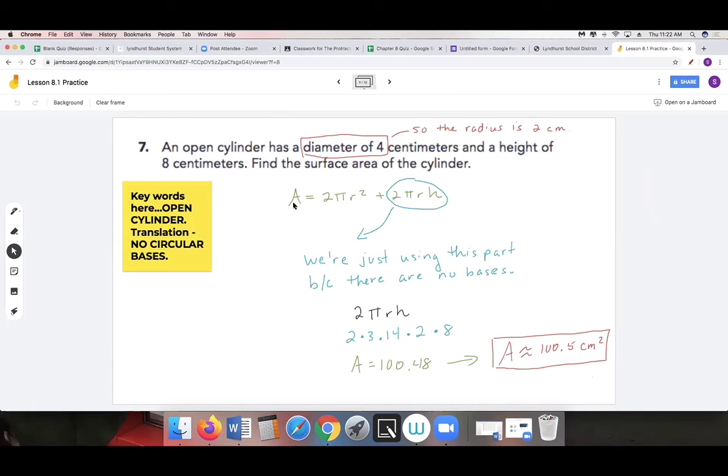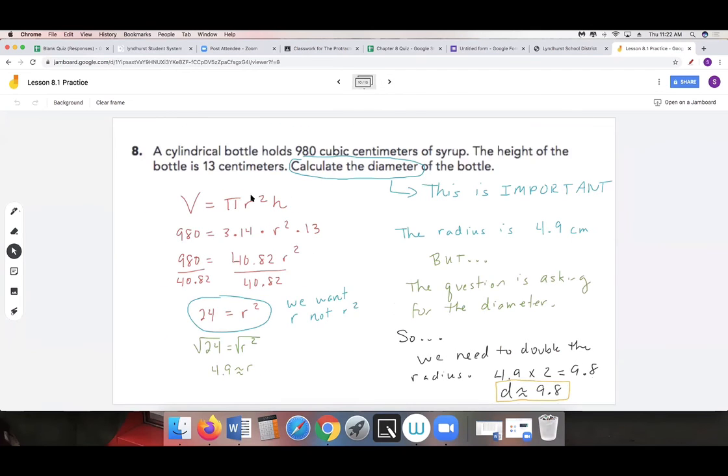So guys, here's the formula for the surface area, but remember, we're just using this right part because we're just finding the area of a curved surface, because, again, it's an open cylinder. It doesn't have a top or bottom. So we're using this part because there are no bases, so 2 pi RH, you fill in what you know, and we get area equal to about 100.48 or 100.5 centimeters squared. All right. And then there's one more, guys.